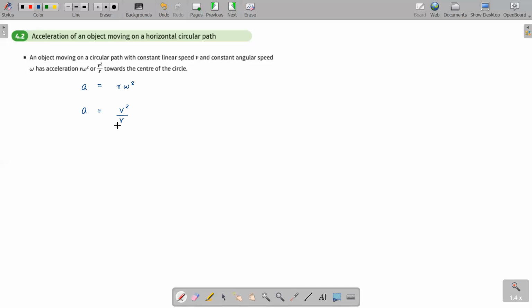So centripetal acceleration is given by two equations: r omega square, and v square over r. Actually, you can derive one from the other by substituting v equals r omega into one to get the other. Anyway, all you need to know here is to remember these two equations. These are the two main equations used to measure the acceleration towards the center.